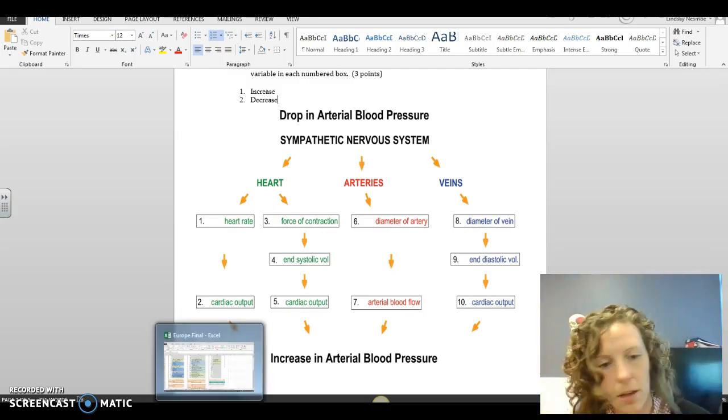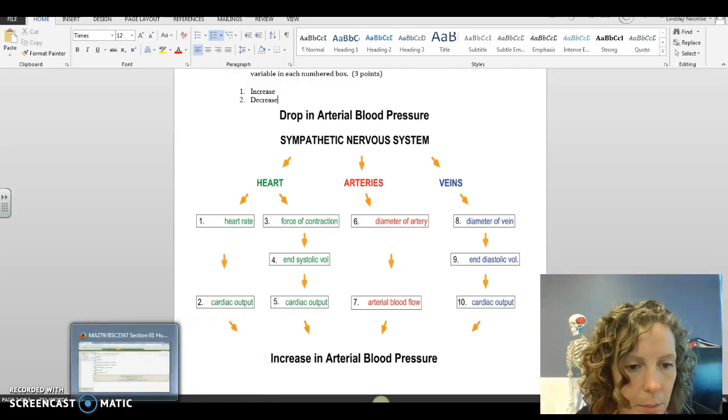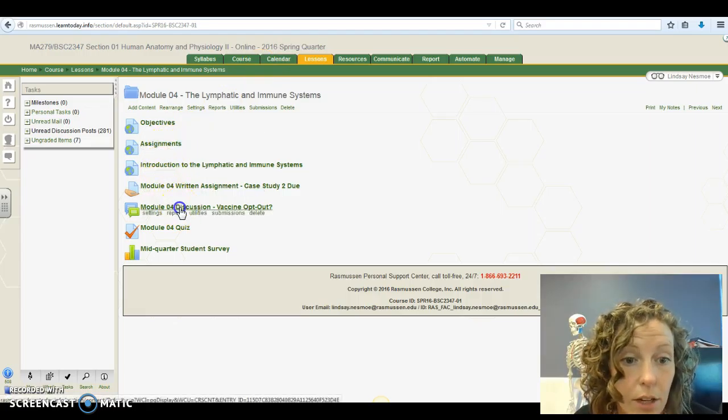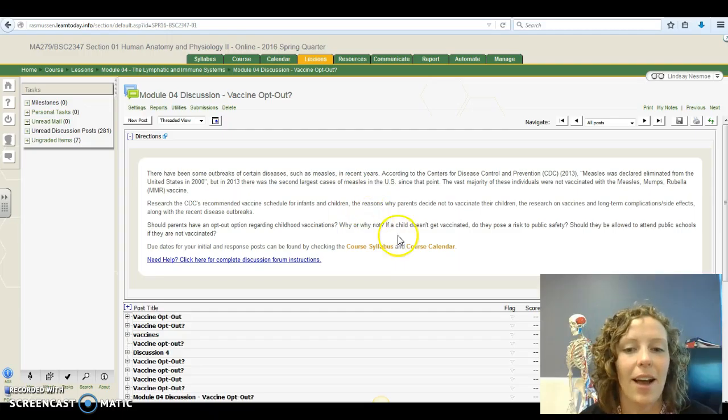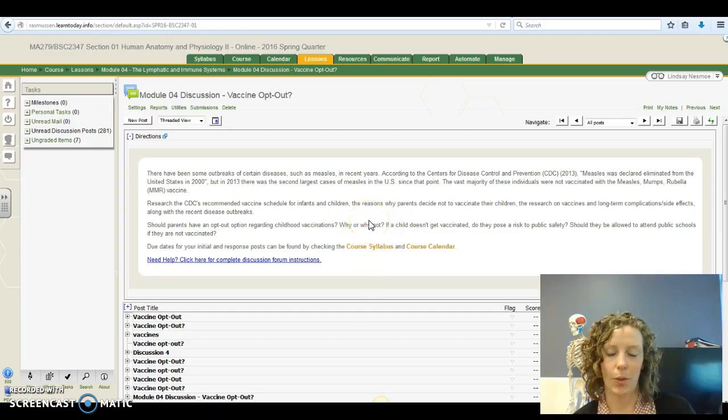Okay, what else? I've been reading through the discussions this week, very hot debate. I would encourage you, though, to really think about both sides. And some of you have done a really good job with that, and some of you are maybe just a little more biased one way or another. It's okay to have an opinion, but I want it to be a very well-educated opinion.